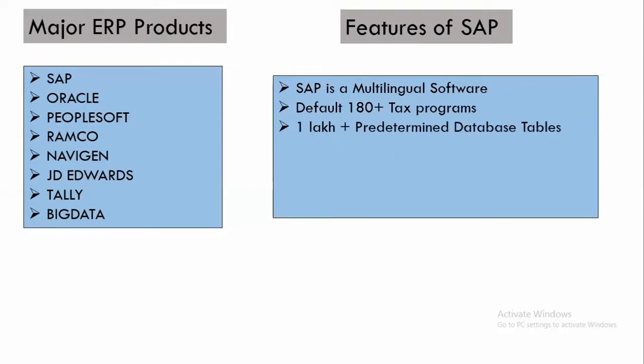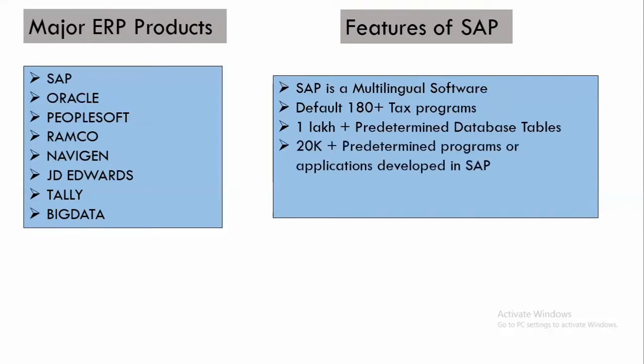1 lakh predetermined database tables, because so much data will be stored in the back end. For example, if we enter the material number, that has to be maintained in different database tables in the background. For that purpose, we have 1 lakh plus predetermined database tables and 20,000 plus predetermined programs, where ABAP will come in. Then it is OS independent. On any OS, we can use this SAP.